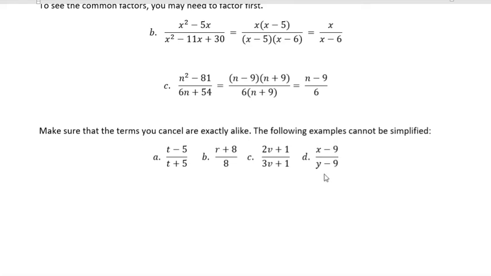All right, that's it for simplifying. The next one we're going to talk about is multiplying rational expressions.